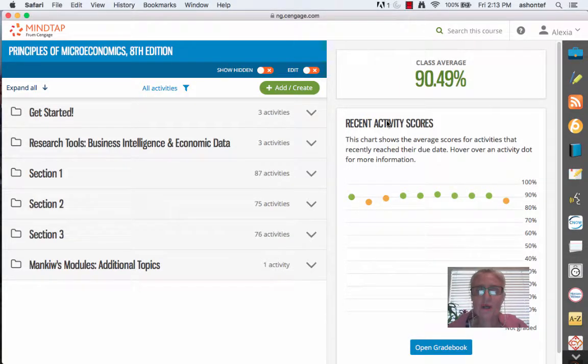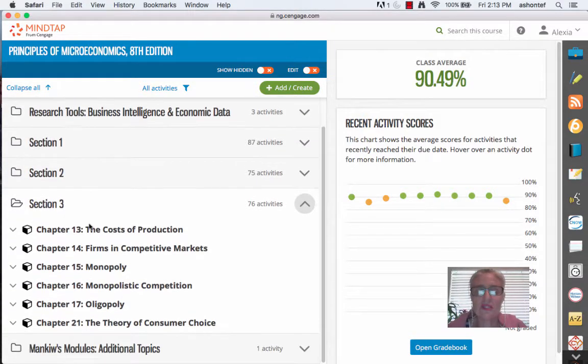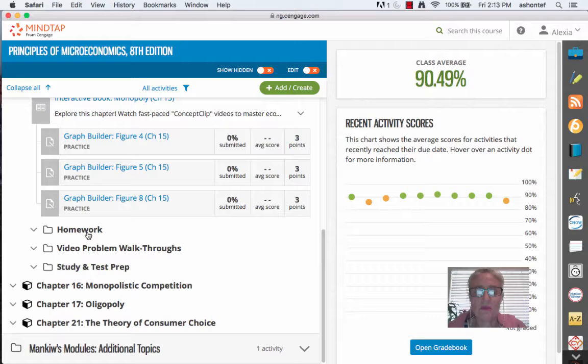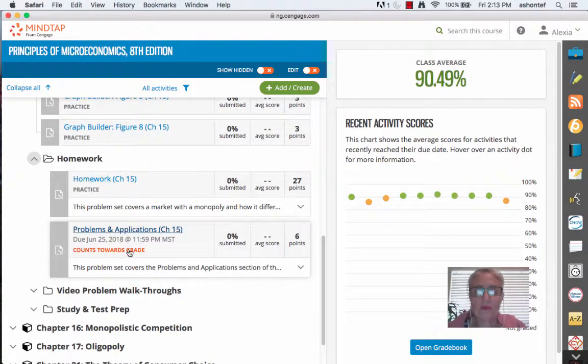Okay, so now we're going to go on to Section 3, Chapter 15 homework. So we'll go into the Cengage, and I'm in there already, and then click on Section 3. We'll scroll down to Chapter 15, and then we'll scroll down to our homework again. Remember, the one we always do is the one that says Counts Towards Grades, and we'll click that on.